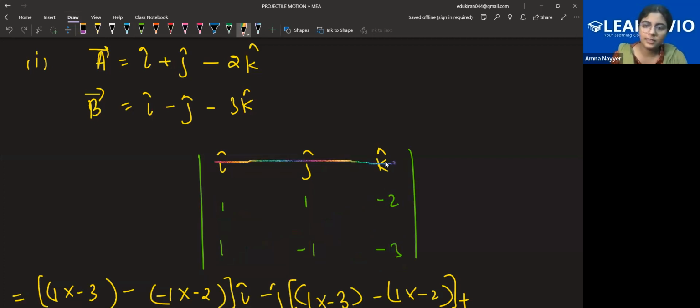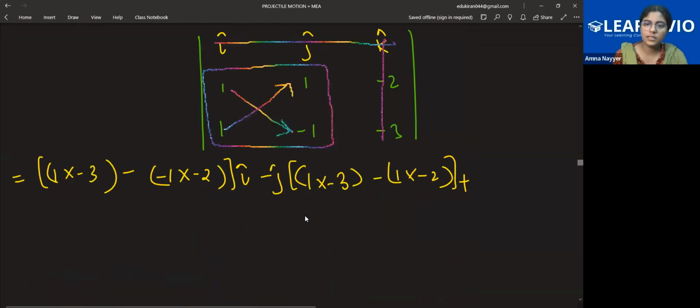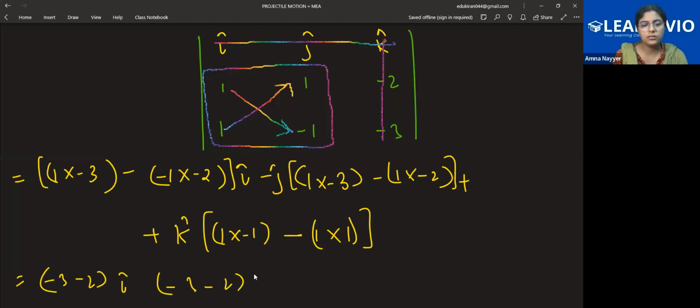This got cut. We are left with this. So vertically down minus vertically up. So we have plus K cap, 1 into minus 1 minus 1 into 1. So we are left with minus 3, minus 2 into minus 1 is 2. So minus 2 I cap, minus 3, minus 2 J cap, right?